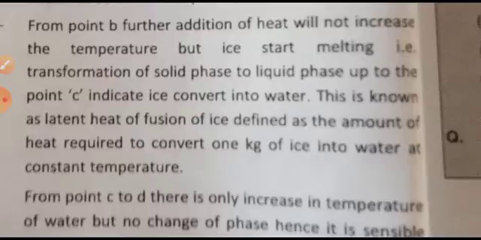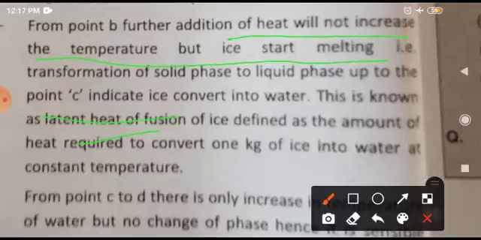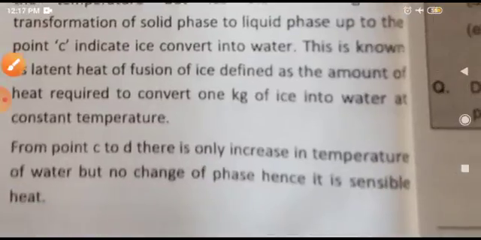Let's see what is given here. From point B, further addition of heat will not increase the temperature, but ice starts melting. Transformation of solid phase to liquid phase up to point C indicates ice converted into water. This is known as latent heat of fusion. What is latent heat of fusion? The heat which will not increase the temperature, but will melt the ice. That heat is called latent heat of fusion.